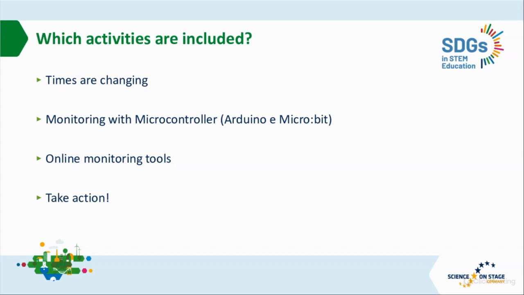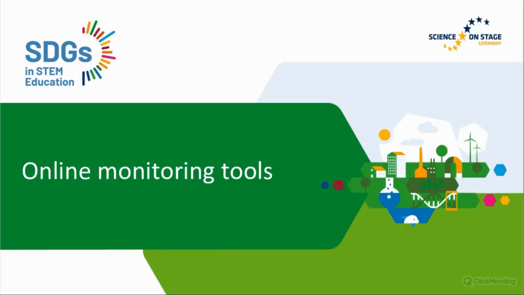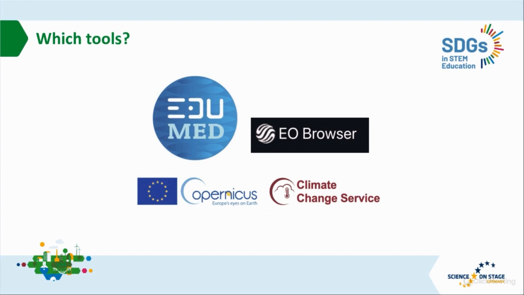microcontrollers, and online monitoring tools that we found very, very useful to monitor the situation and to study the history of meteorology and climate. And then proposals for pupils, for students, and for teachers to take action and to convince people that something is really urgent to be done.